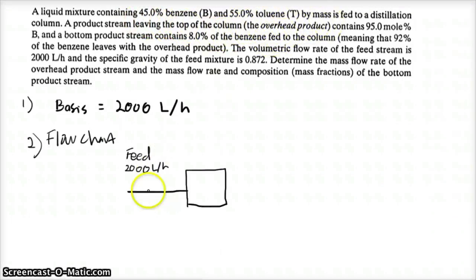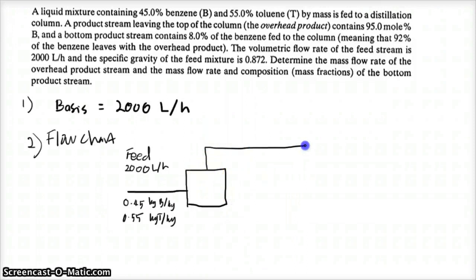So this is the mass fraction. The mass fraction, we can write it down here. So it's 0.45 kg benzene per kilogram of feed, and the toluene is 55%, so 0.55 kilogram of toluene per kilogram. And what else? A product stream leaving the top of the column, or the so-called overhead product, contains 95 mole percent of B. So, well, that's mole.